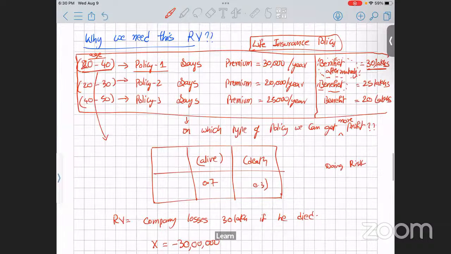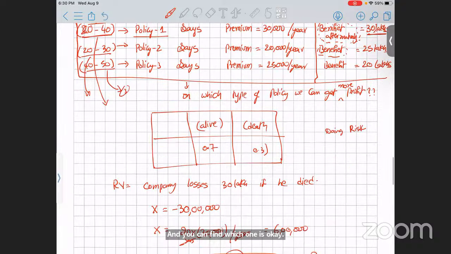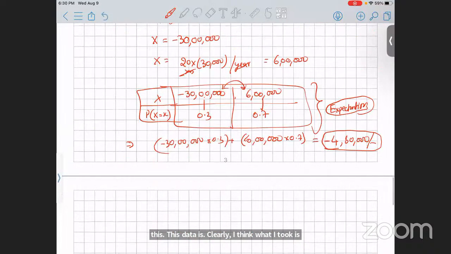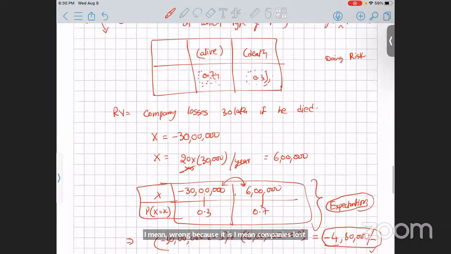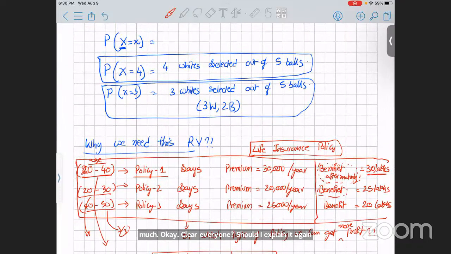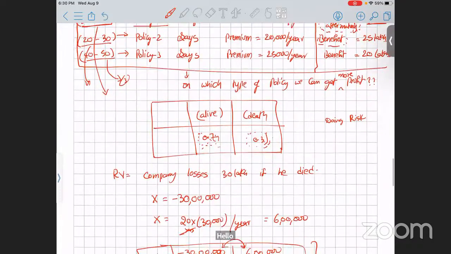So we can do the same thing with the second policy, the same thing with the third policy, and you can find which one is okay. But you have to have clear data. I think what I took is wrong data, a wrong probability, because the company is losing this much. Okay, clear everyone? Should I explain it again? Yes, sir. Just once, can you run through it quickly?